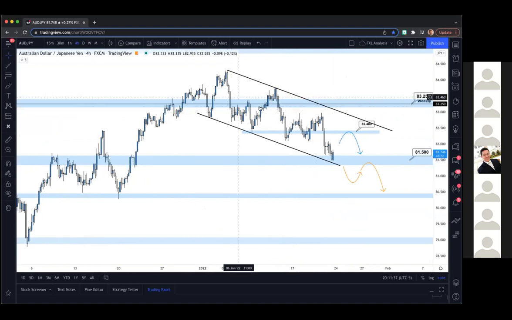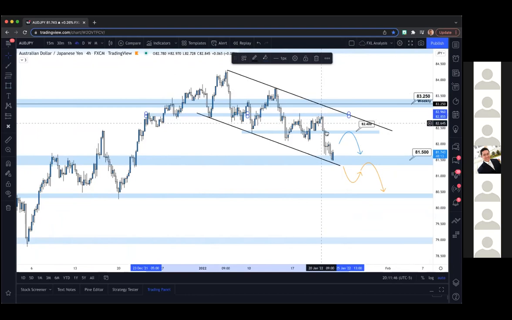4 hours looking more bearish now. We were bullish over here, but then we started getting a transition once this level broke. So this was more or less the level that was holding 4 hour structure. Clearly we're below that now.